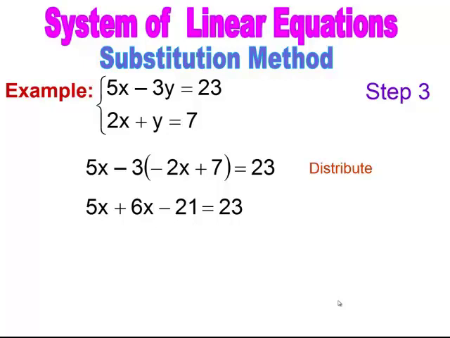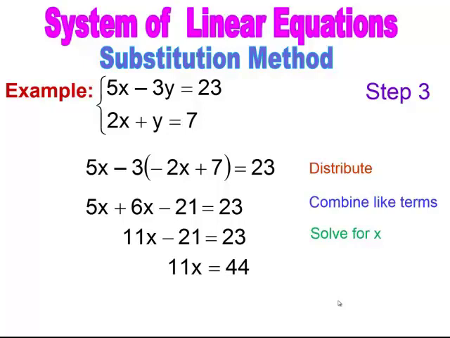The next step in a multi-step equation is to combine like terms. So they're like terms because they're on the same side of the equal sign. So I'm going to combine that 5x and that 6x, and I'm going to get 11x minus 21 equals 23. Now I have a two-step equation. So I'm going to add the 21, and then I'm going to divide through by 11, and I'm going to have my answer for x. So I have my x value is 4. So now I have part of the solution of the system.